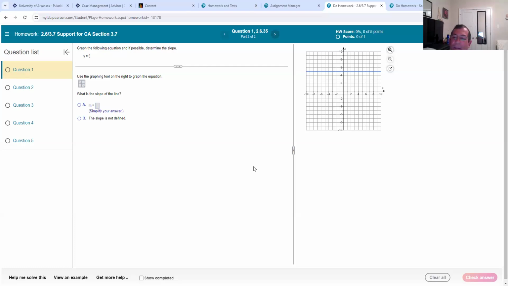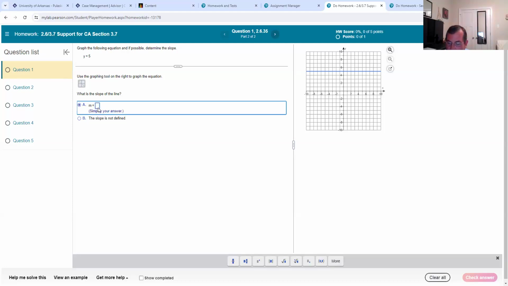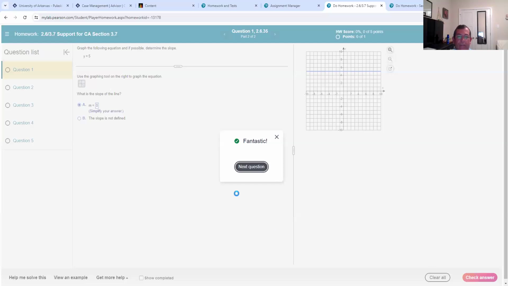So y'all, this goes back to the past. What is the slope of a horizontal line? And y'all, the slope of a horizontal line is 0. Okay? Anytime you got a horizontal line, the slope is 0. So right here where it says m equals, you're going to put 0 there, okay? And then check your answer.